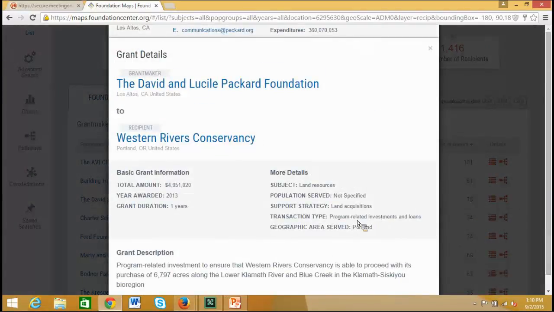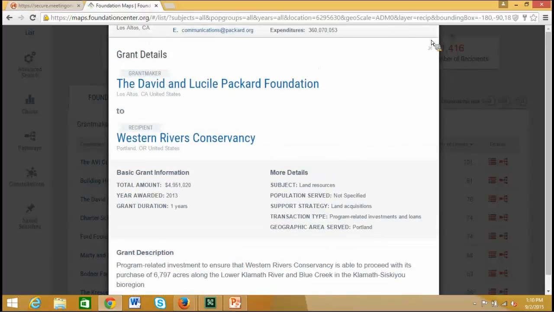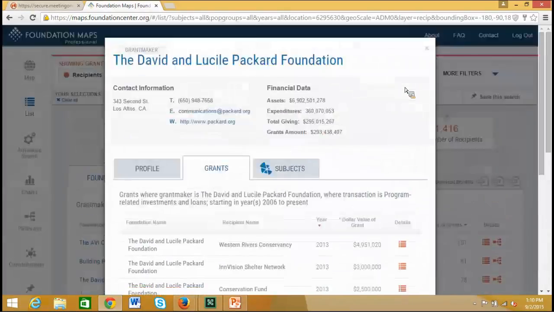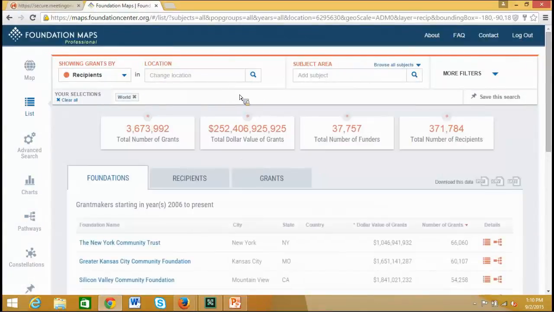This is a PRI to ensure the Western Rivers Conservancy is able to proceed with its purchase of acreage. This helps round out a lot of the picture of foundation activities around the world, and it's been something that's been requested by lots of users.